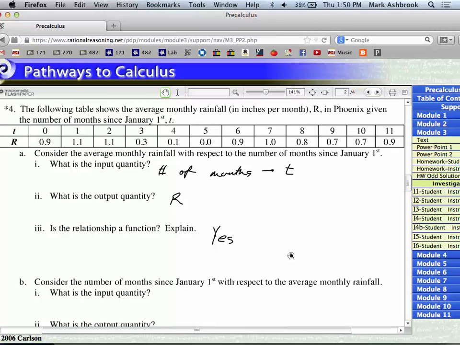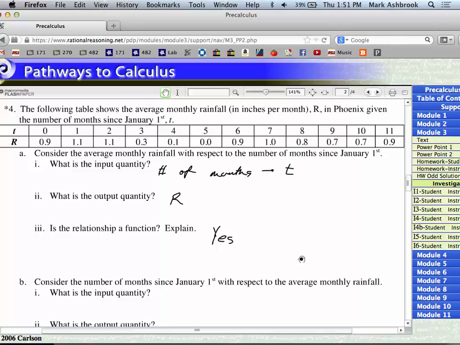What about the other way around? I just have a question. Sure. I didn't really get the relationship of function and that. The only thing I understood is that the input was the number of months, right? Yep. The first row is the input quantity. How many months since January 1st? Yeah, but when you have 1, you get 1.1, and you get 2, you also have 1.1. Right. But what's the definition of a function? For every input, you get only one output.